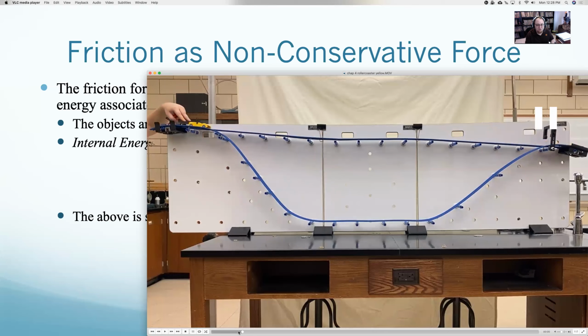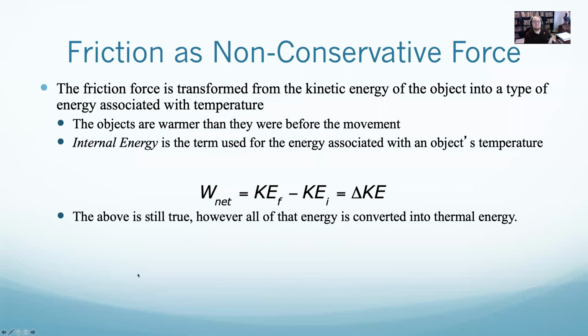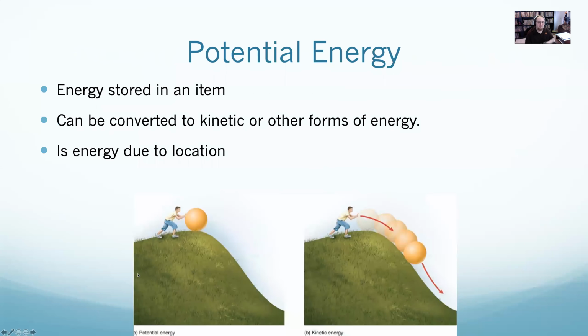But that kinetic energy only happened because I held this up at the top of a hill. Going back to the red cart, it only gains speed because right now it's at the top of a hill and gravity is going to bring it down, turning that into kinetic energy. And this brings us to potential energy.